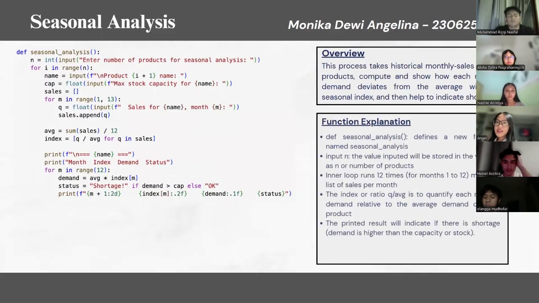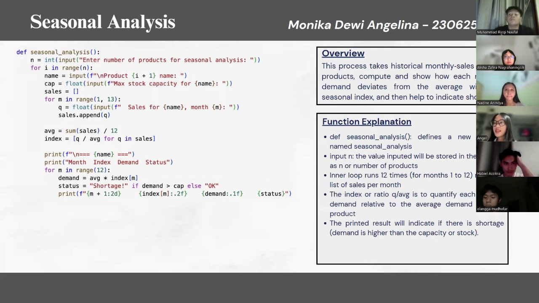Next is the seasonal analysis. This process takes historical monthly sales data of products, computing it and showing how each month's demand deviates from the average with the seasonal index, which is quantity per average, helping us to indicate if there are shortages. Next.